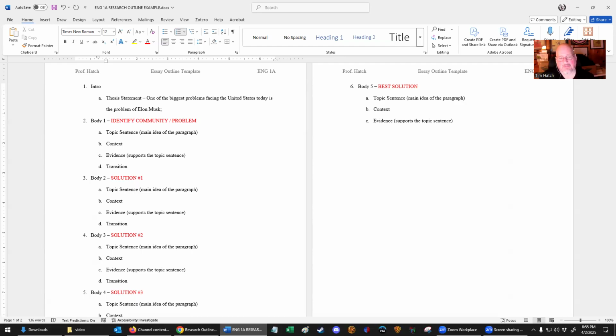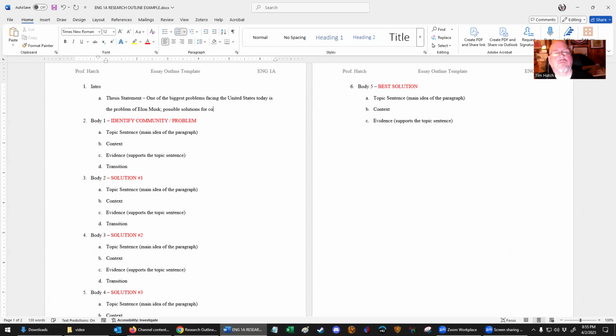So the thesis statement for this, if you look at the research paper prompt, has to identify the community, the problem, and what the three proposed solutions are. You do not need to go into great detail on these solutions, and you don't need to specify which of those is the best solution. You just need to list them.